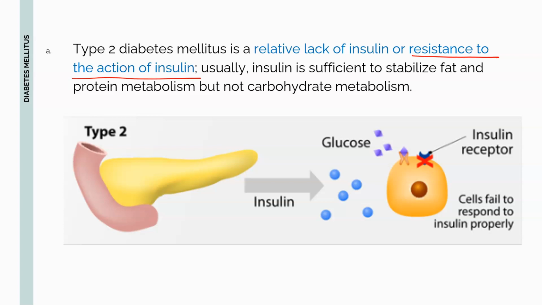There would not be much of your glucose entering the cell because, yun nga, ayaw ng cell mo eh. They are resistant to the action of your insulin. So, there is enough insulin, however, there is resistance of the cells. As you can see, you have your insulin there, there's your glucose, and your insulin receptors in the tissue cells, ayaw nila. They refuse to accept. Cells fail to respond to the insulin properly, causing you to have your hyperglycemia. So, that is your type 2.